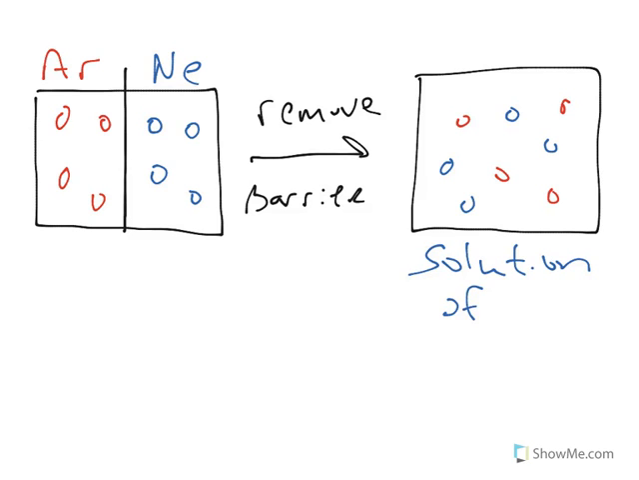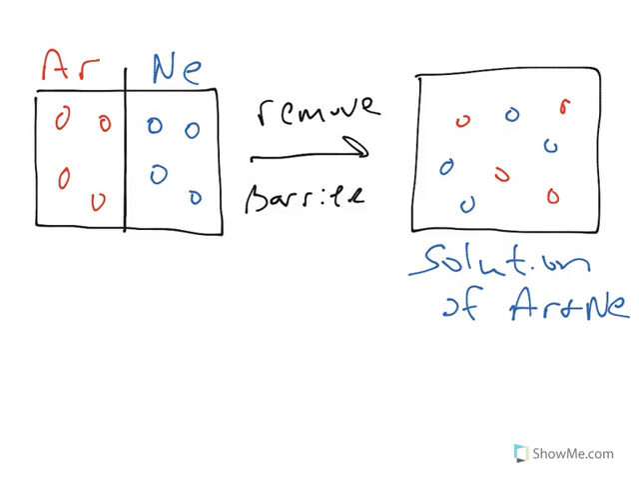of argon and neon. So if we were to sample any portion of that container, it would be the same no matter where we grabbed it. That's the idea of a solution. It's a uniform mixture of solute in a solvent. So what we typically would say is a solution is uniform.